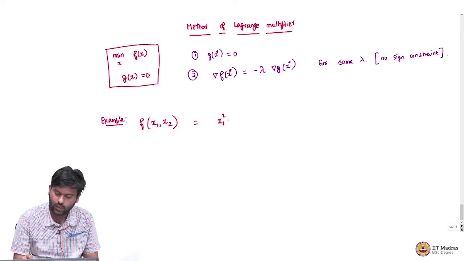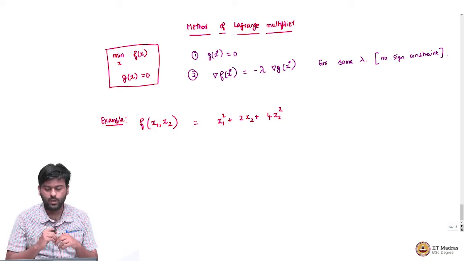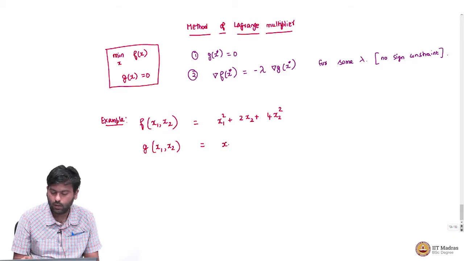The function looks like this: x1 squared plus 2x2 plus 4, let us say, x2 squared. This is just a simple quadratic function. Of course, I also need to say what g is. Let us say g of x1 comma x2 is x1 squared plus x2 squared minus 1.